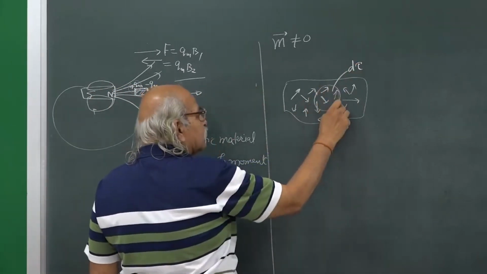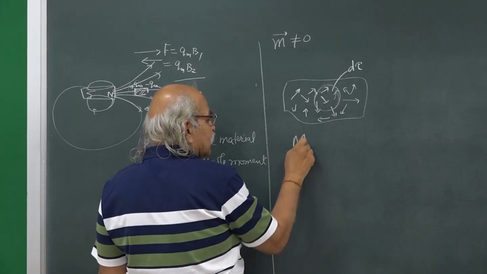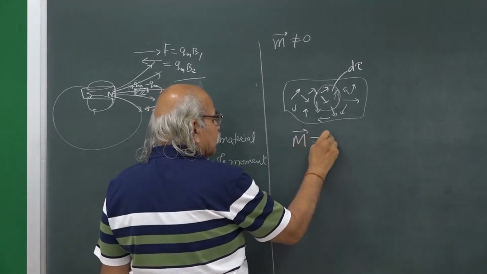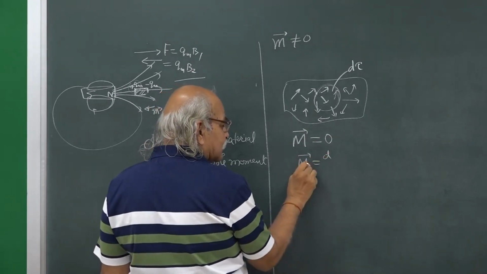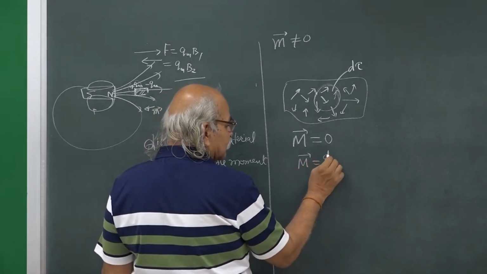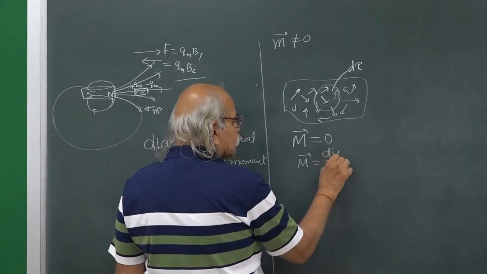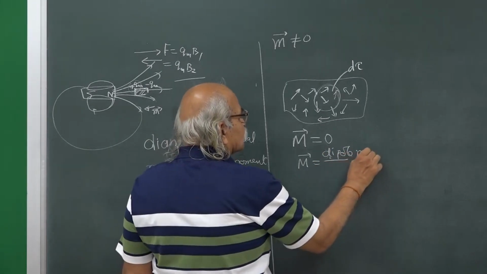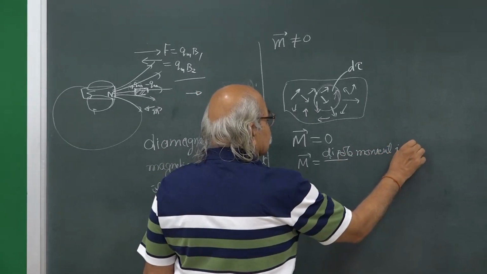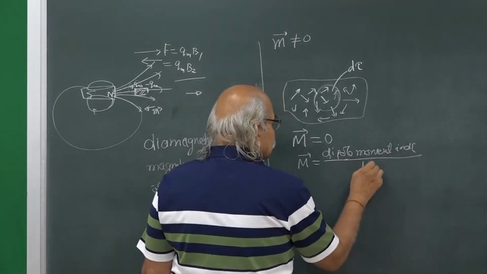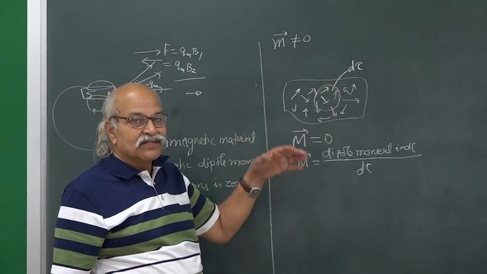So, the magnetic moment of all these atoms taken together is again 0, and therefore, M is 0, because M was this, magnetization, and this is dipole moment, right. So, the total dipole moment in d tau, divided by d tau, that is magnetization, and since that total is 0, therefore, the magnetization is 0.